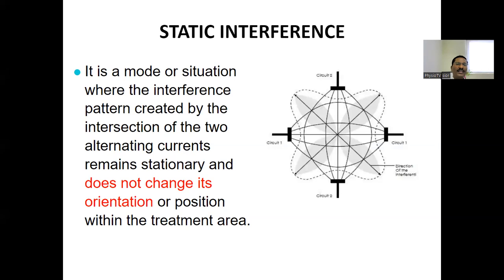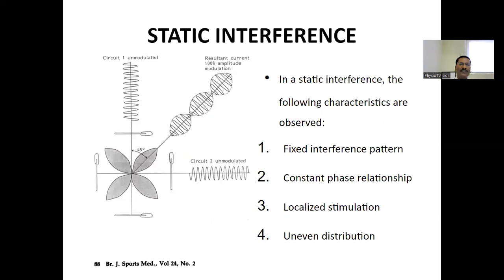First, let us try to understand what static interference is. As the name itself tells you, the placement of electrodes is such that only one area is going to be treated. So we select static interference when we know the location of the pain. When the location of the pain is pointed and fixed, we use the static mode. Here we use two alternating medium frequency currents like any other mode, and the orientation of the electrodes does not change and the treatment area is well defined.